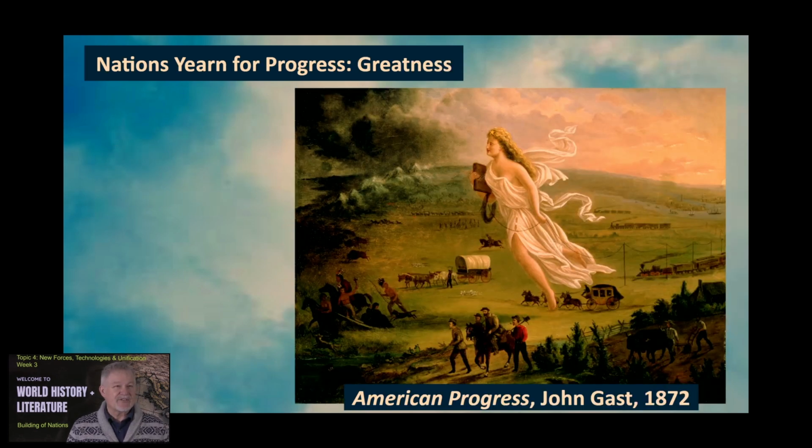There's also this sense of a growing yearning for greatness and purpose and historical significance. People want to be remembered, and this national culture building is no different. People want to be remembered as a nation of greatness. And this is an example from 1872. It's a painting by John Gast called American Progress. This push for progress, for advancement, for greatness, for purpose.